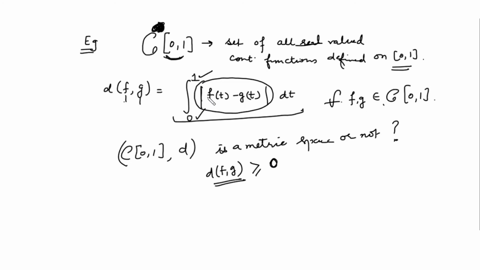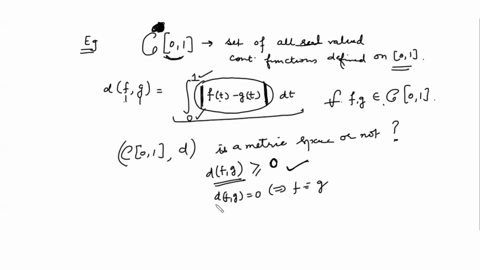Why? Because inside you are having the mod function. f(t) minus g(t) might be negative, but after taking mod it will become positive. So integration of a positive function over a positive interval will be positive. So this will come out positive. Clearly this is greater than or equal to 0. Second property, check: d(f, g) is 0 if and only if f is equal to g.